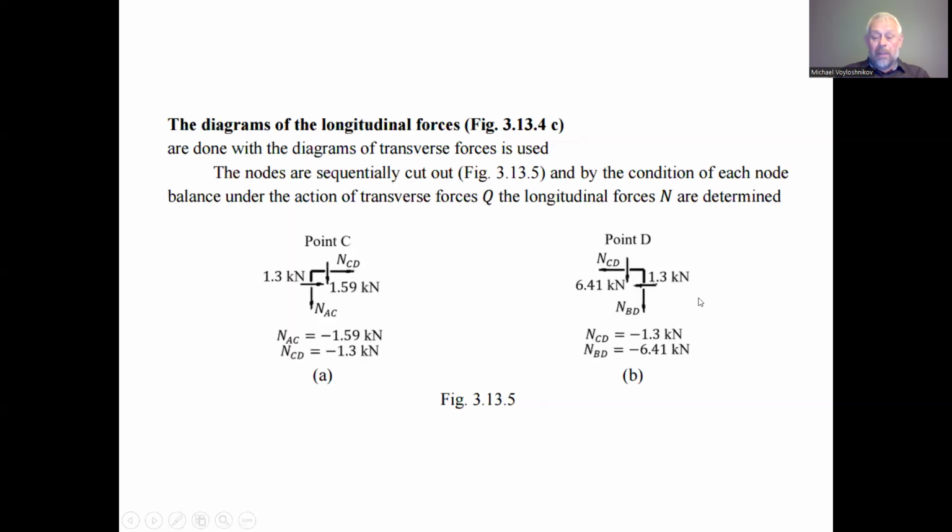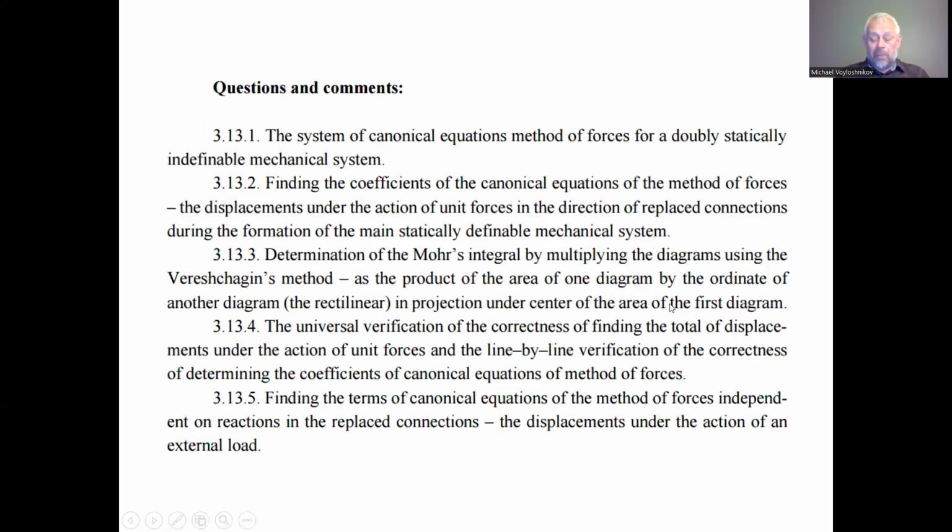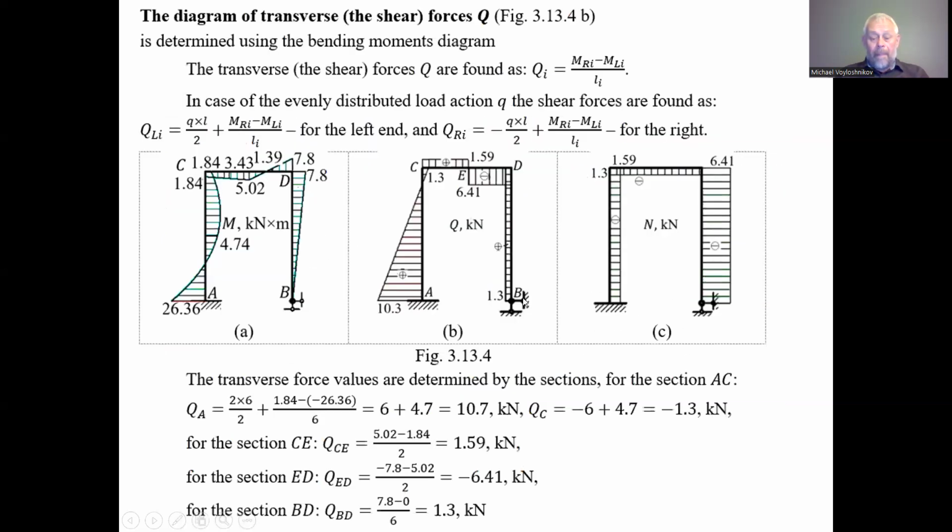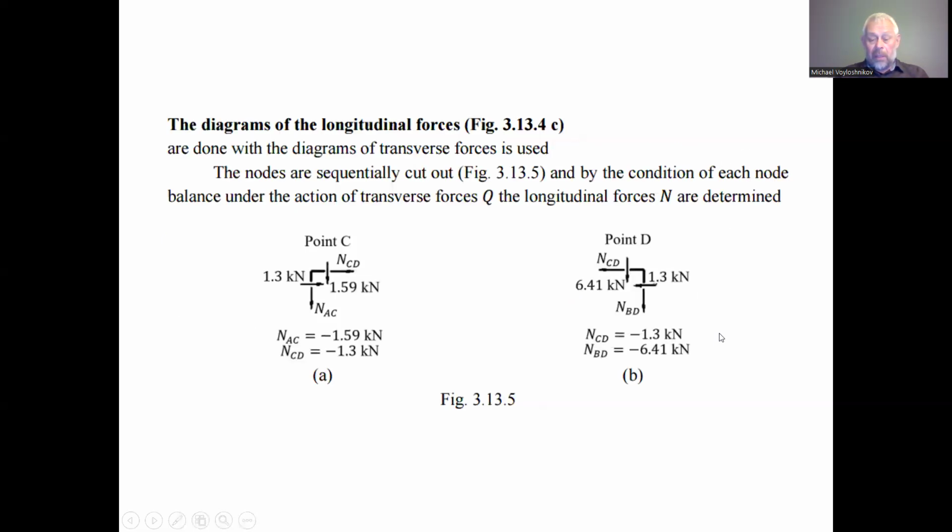And for the node point D, as we have no longitudinal forces distributed along the CD segment of the mechanical system, we have the indicated forces on the scheme. Due to the balance, the vertical force acting in the second stand, the stand DB, is a compressive force of 649 due to the balance of the node.